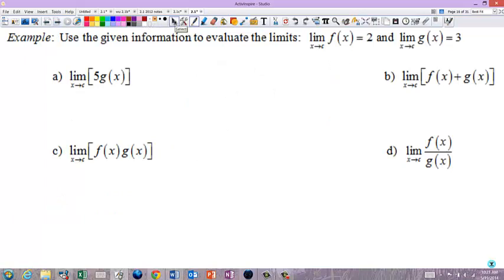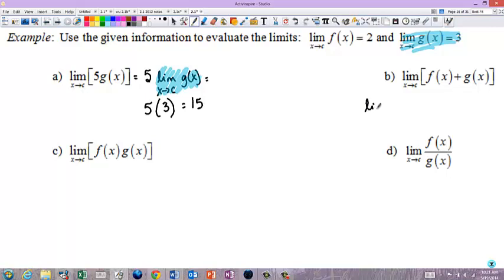So here's some examples. It says, use the given information to evaluate the limits, where the limit of f of x as x approaches c equals 2, and g of x is 3. So I want the limit as x approaches c of 5 times g of x. Now this is the same as, I can pull the 5 outside. Well, this piece, the limit as x approaches c of g of x, is 3. So I'm just going to replace it and say 5 times 3 is 15.